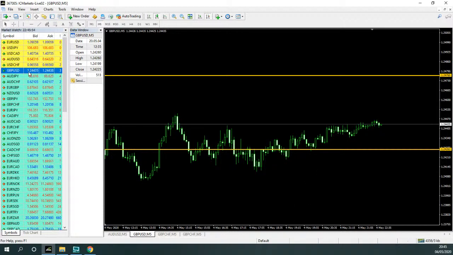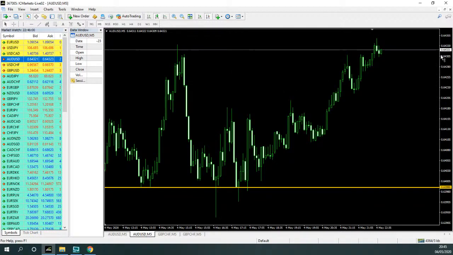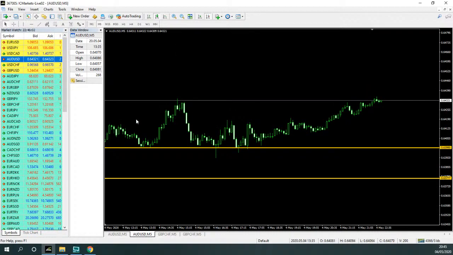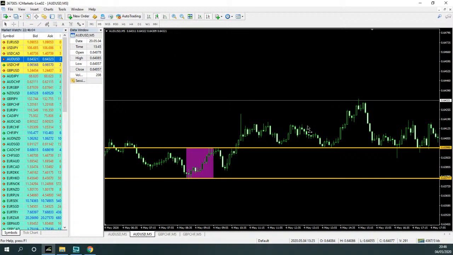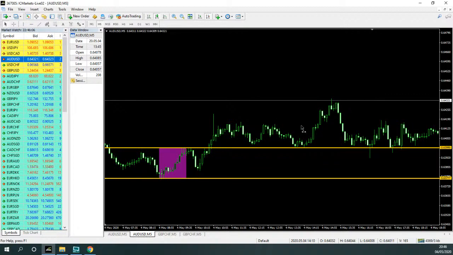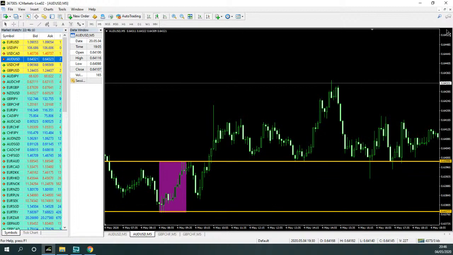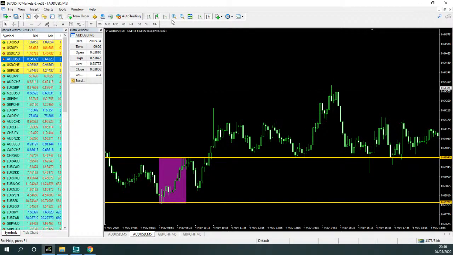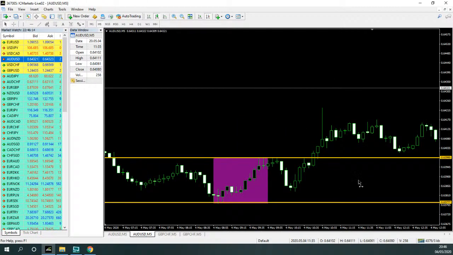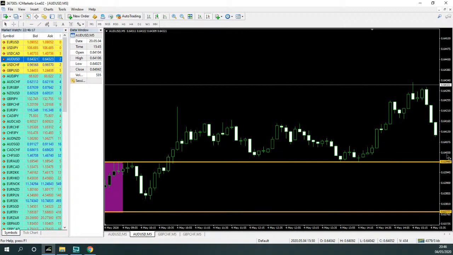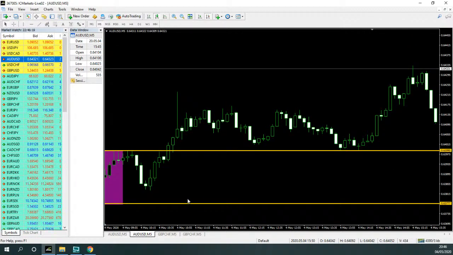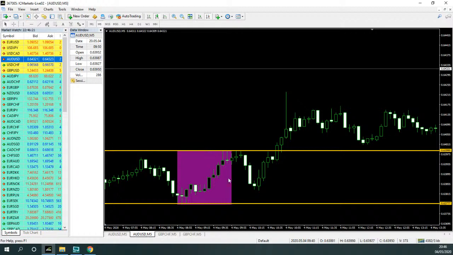Okay, so let's do one more. I think we've done USD CAD. Let's do Aussie US, Australia US. All right, similar story here. I'm going to give you a test on this one, because it looks like a strange candle. All right, so this is the box, and we popped out of the box.